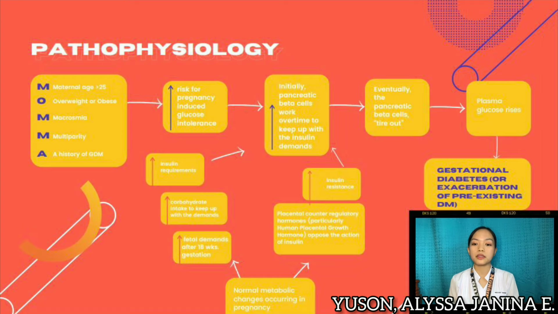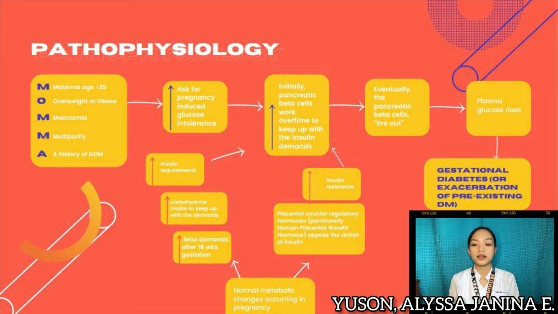Likewise, there are normal metabolic changes that take place during pregnancy. First, the fetal demands are increased after 18 weeks gestation. This means na 80% ng energy na kailangan ni fetus ay nanggagaling sa maternal glucose. When this happens, nag-i-increase din yung carbohydrate intake to keep up with the demands, which will eventually lead to increased insulin requirements. So since tumataas yung demands, si pancreatic beta cells ay kailangang mag-work ng mas matagal to keep up.